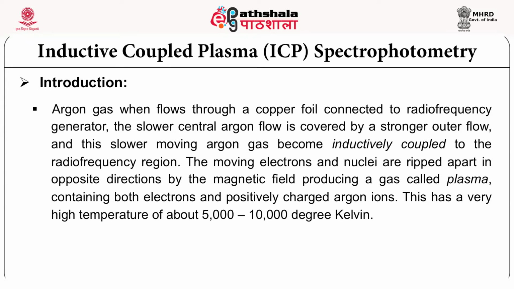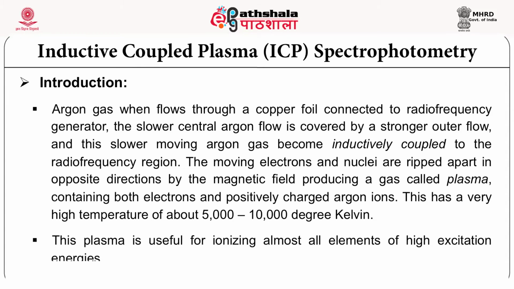The moving electrons and nuclei are ripped apart in opposite directions by the magnetic field, producing a gas called plasma containing both electrons and positively charged argon ions. This is a very high temperature, about 5000 to 10,000 degrees Kelvin. This plasma is useful for ionizing almost all elements of high excitation energies.